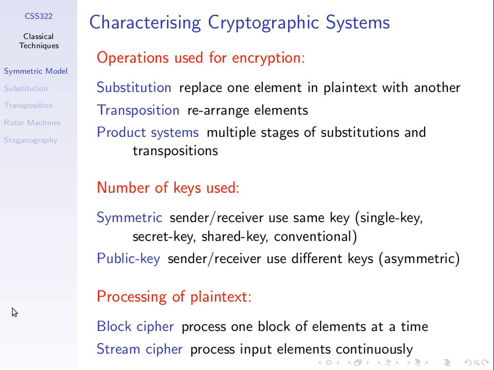The encryption algorithms use a combination of substitution and transposition operations. We either replace one element with another or we rearrange the elements. A product system is a combination of those operations, applying them over multiple iterations.